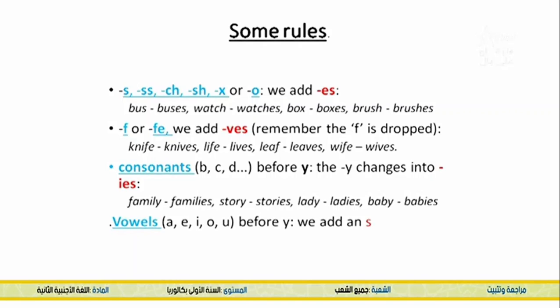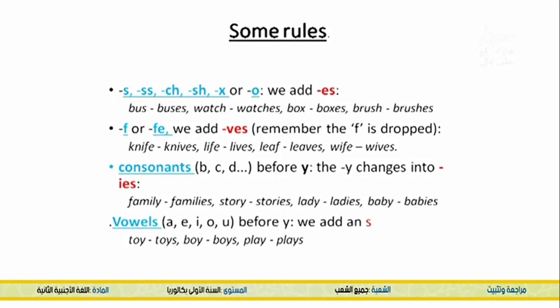Right, here, vowel. When we talk about vowel, we mean this: A, E, I, O, and of course, U. Vowel, semi-vowel. Anyway, this is something different. So, a vowel before Y, we add an S. For example, toy, vowel. We just add S, toys. Boy, just add S, boys. Play, just add S. I guess it's clear.